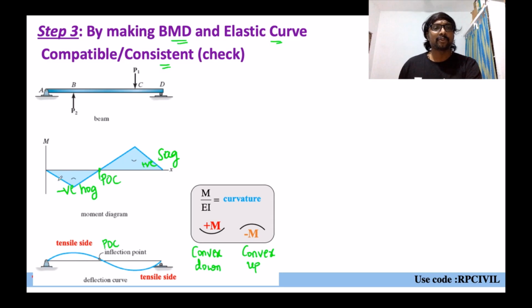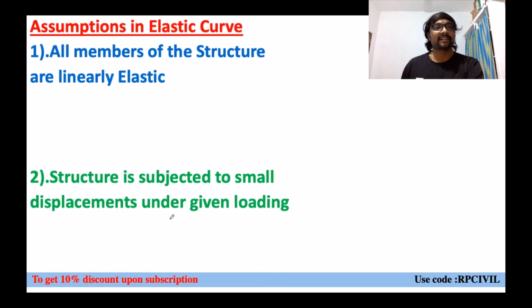So if you know the bending moment diagram, we can check whether our deflection profile or elastic curve is correct or not. Like that. And now, assumptions in the elastic curve. What are the assumptions? All members of this structure are linearly elastic. What is the meaning of this linearly elastic, you can say?